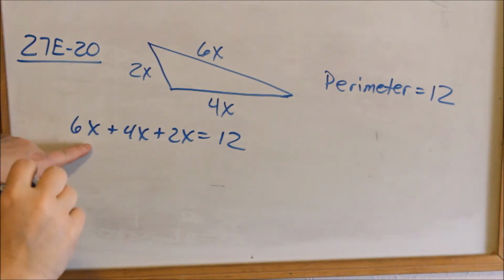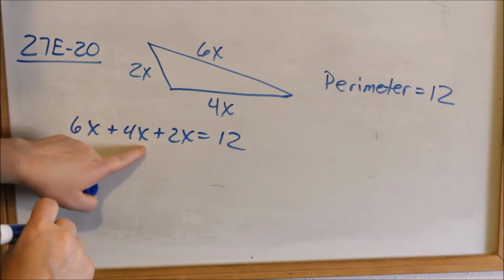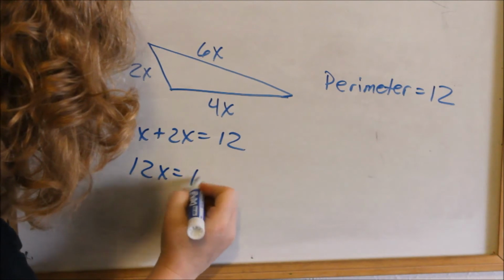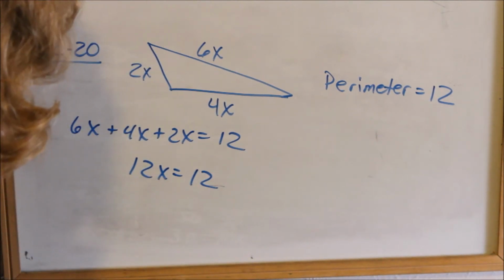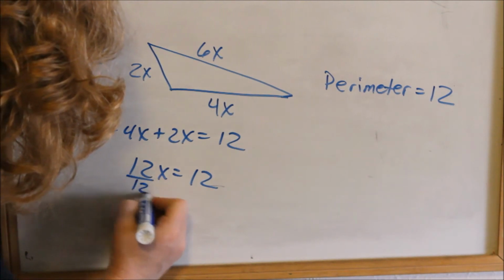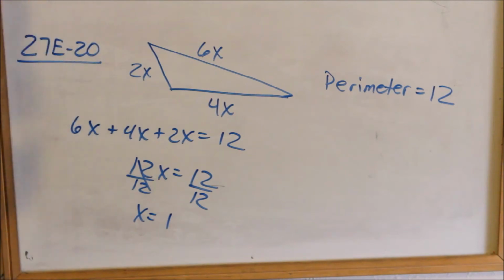Using algebra, add all my x's. 6x plus 4x is 10x. 10x plus 2x is 12x. I'm trying to solve for x. That's what they wanted me to do, solve for x. So divide both sides by 12. I can see that x equals 1.